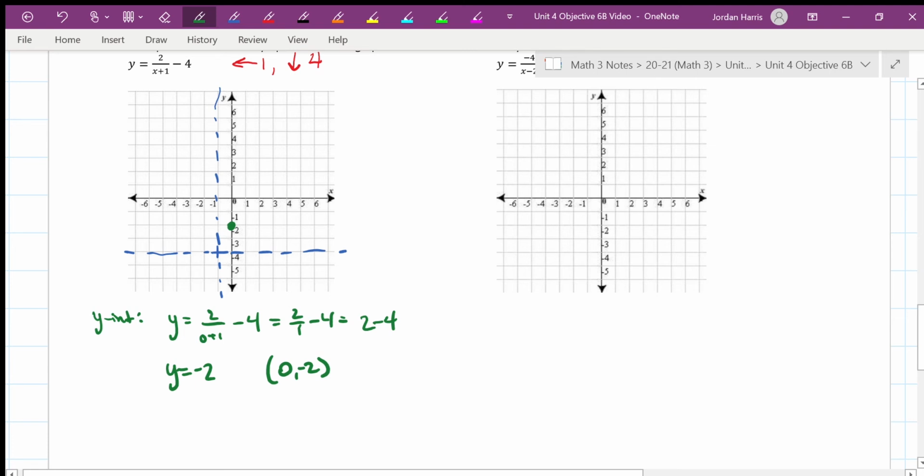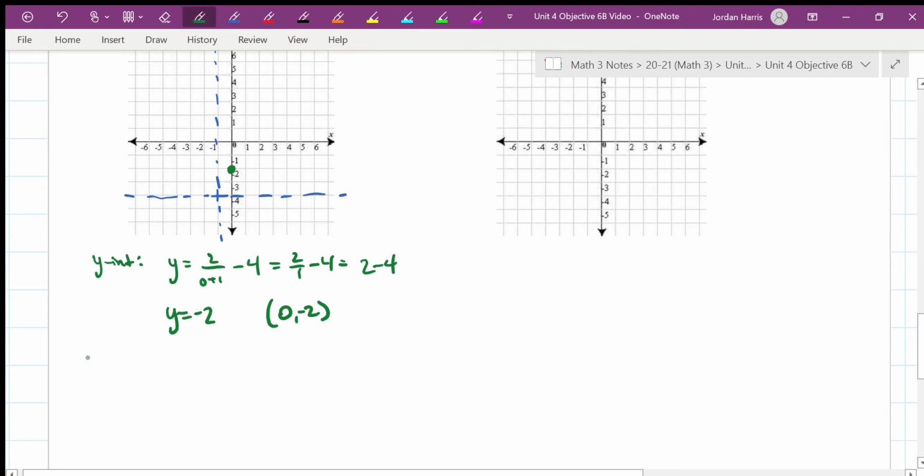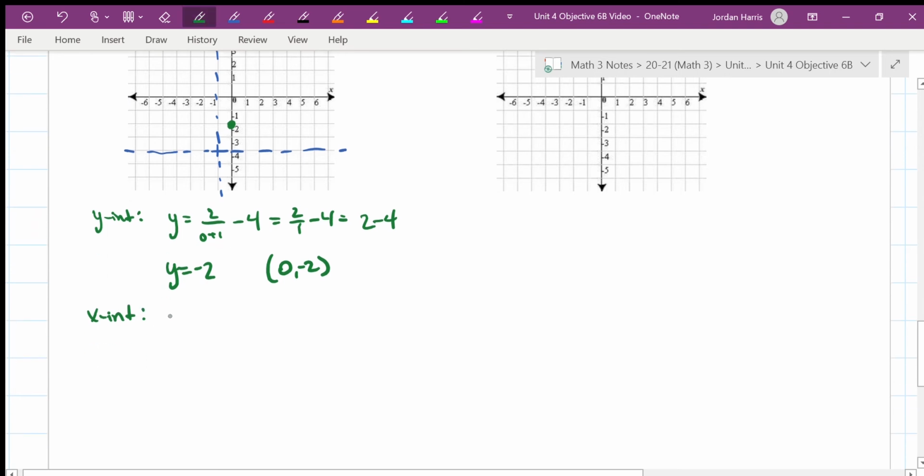Because we haven't had a whole number yet. So they can be a whole number. Don't assume it's always a fraction. Most of the time it is a fraction though. X-intercept, now we set y equal to 0.